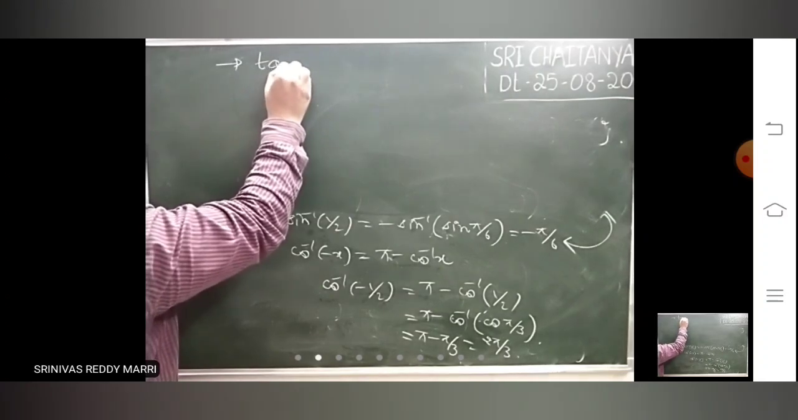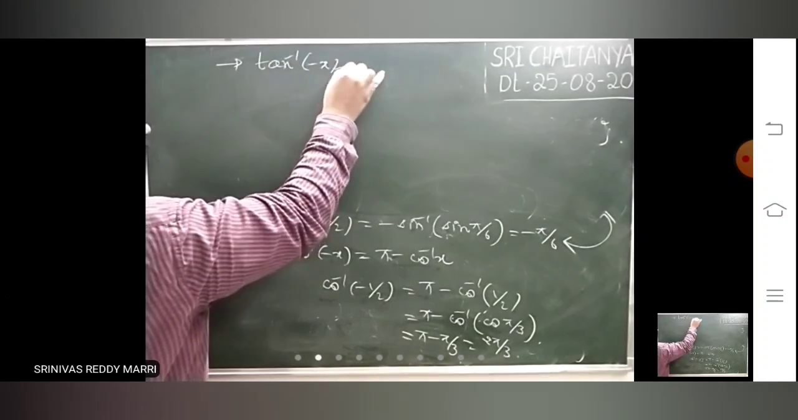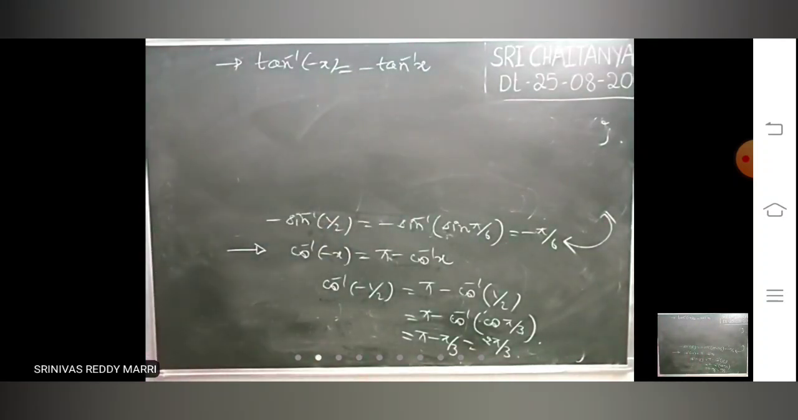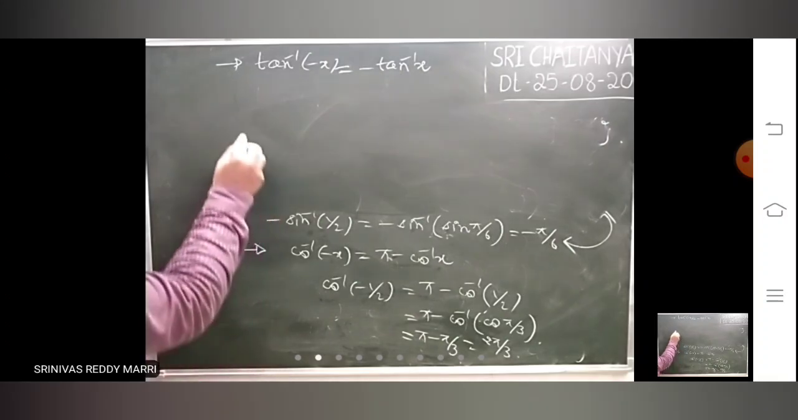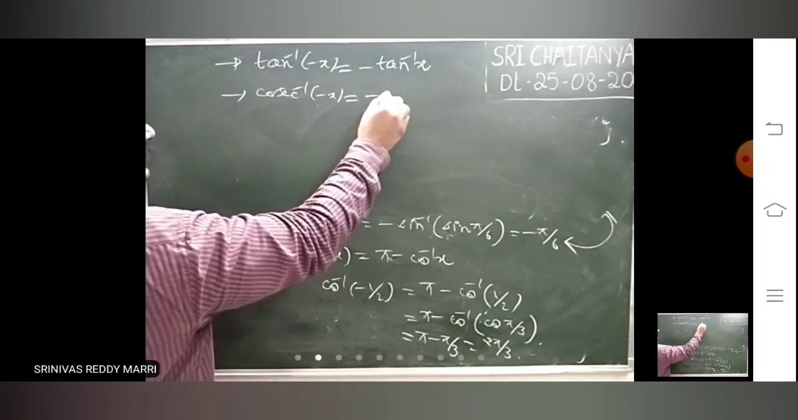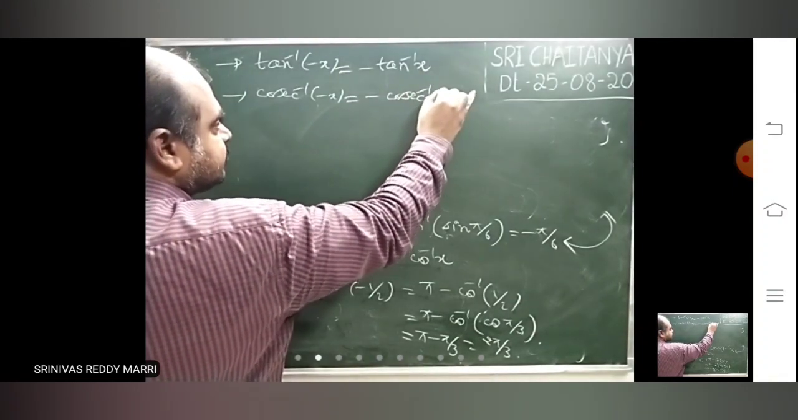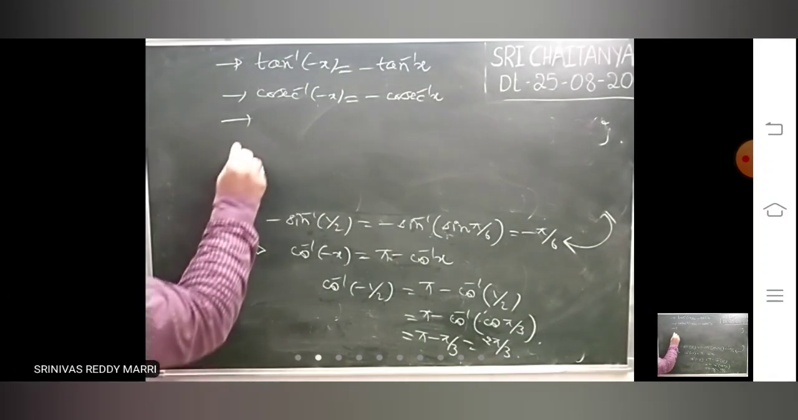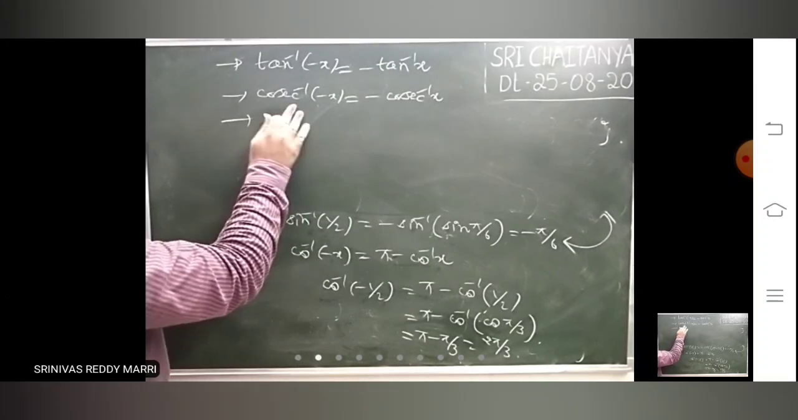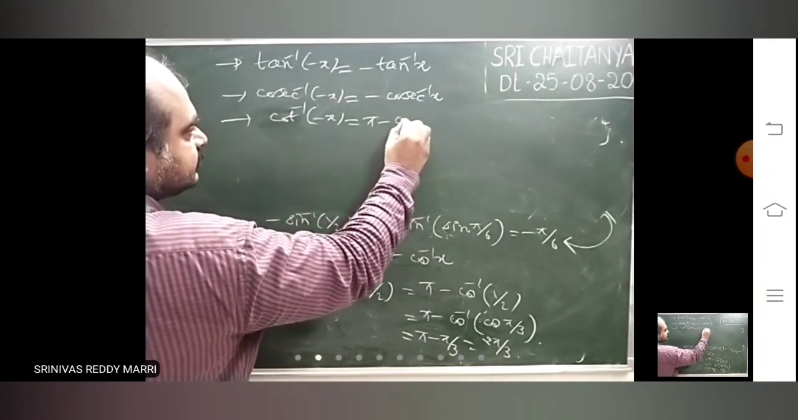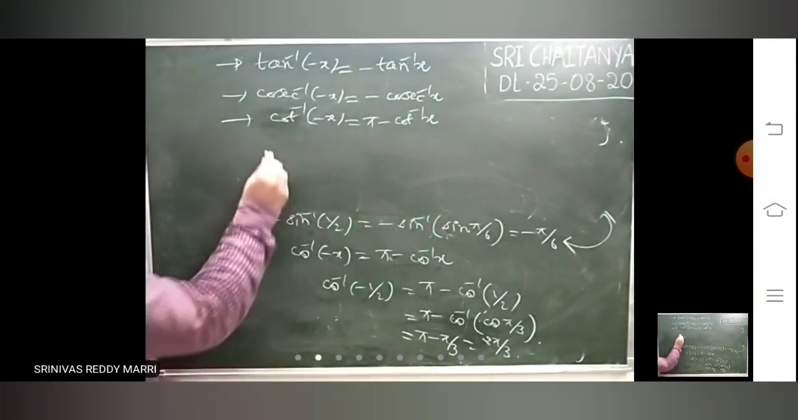Suppose tan inverse minus x is there. This minus you can write outside, minus tan inverse x. Next, cosecant inverse minus x is there. You can write minus outside, cosecant inverse x. Cot inverse minus x. This is pi minus cot inverse x.